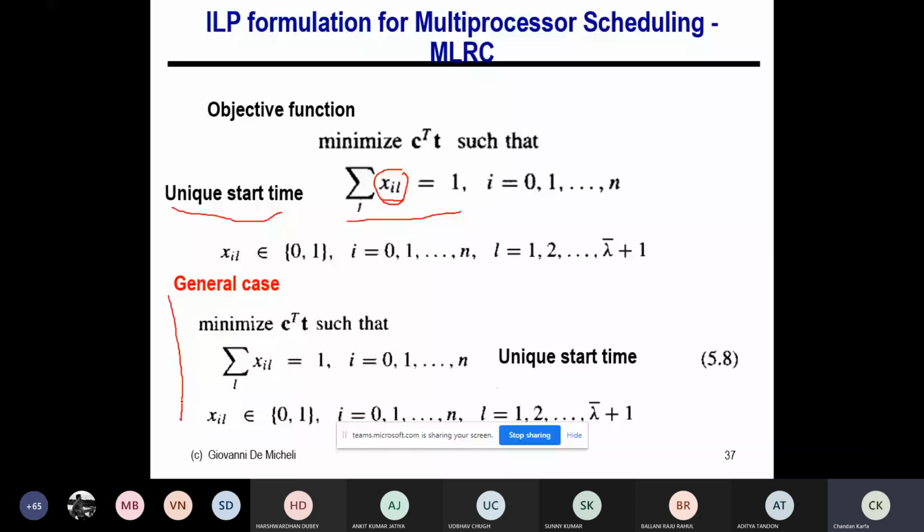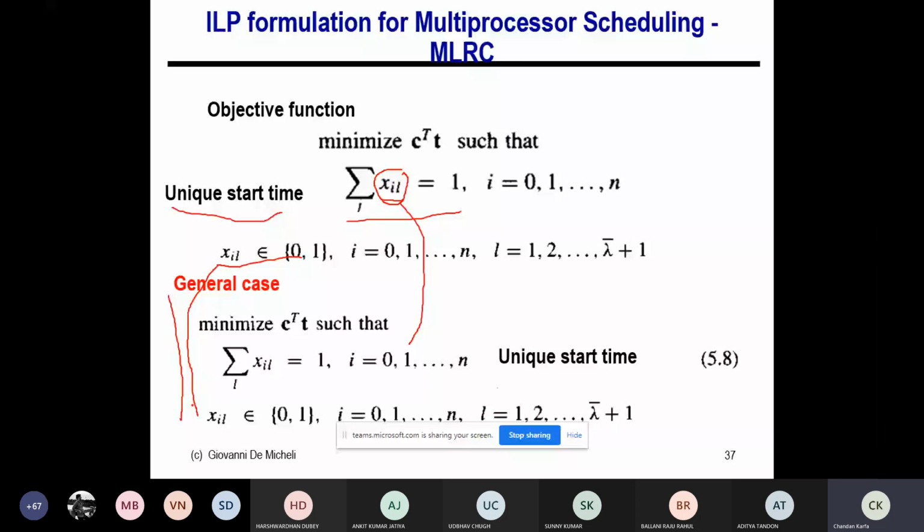The unique start time cannot change, so the unique start time constraint remains the same, and this xil is a boolean variable, that is also the same, right? So in this first part, the objective function remains the same, and the unique start time constraint also remains the same because it does not vary with the unit delay or the same type of resource, right? Let's now check the data dependency constraint.